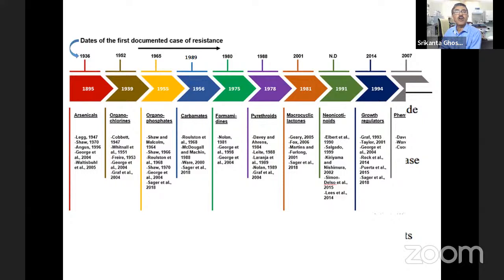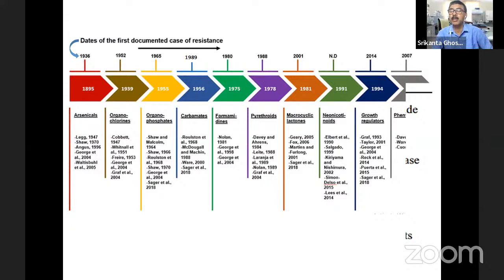All these chemical insecticides were introduced in a particular year, like arsenicals, organochlorines, and so on. At the top, it is also mentioned when the first report of resistance appeared. You will find that within almost 10 years, the targeted organisms developed resistance to the insecticide introduced for the management of that particular arthropod. This is the major problem.